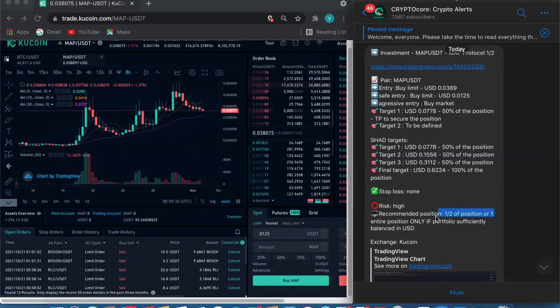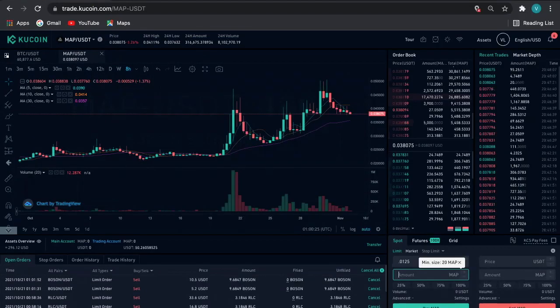This is basically saying if you want to do 1/2 position or one entire position, it depends on whether your portfolio is sufficiently balanced in USD. That is, guys, if more than half of your portfolio is in US dollars, then you would do an entire position. If under half of your entire portfolio is in US dollars right now, in USDT, then you would want to place half of a position. So for me, guys, that's 50 bucks, half of $100, pretty easy there. What I'm going to do is allocate here 50 bucks on MAP.